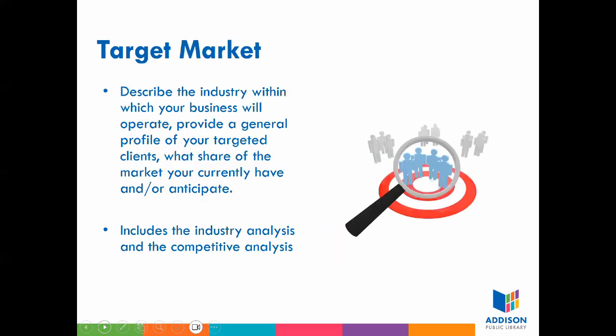So then the next section is your target market. This is going to describe the industry with which your business will operate. So if it's a fast food chain, you're going to use the fast food industry as your target market. If it's just a restaurant, then it's going to be the restaurant market. If it's a manufacturing company, it's going to be the manufacturing industry, and so on and so forth.